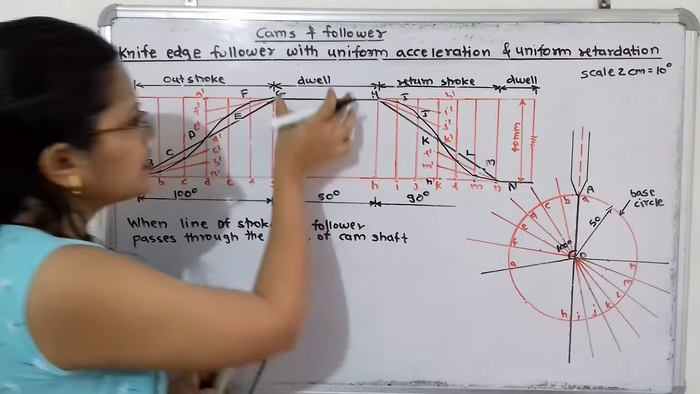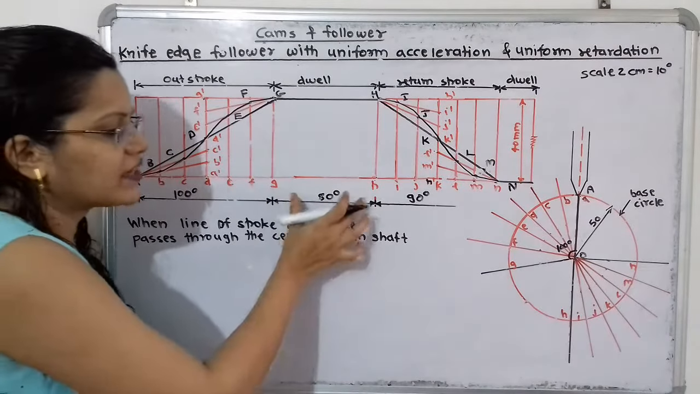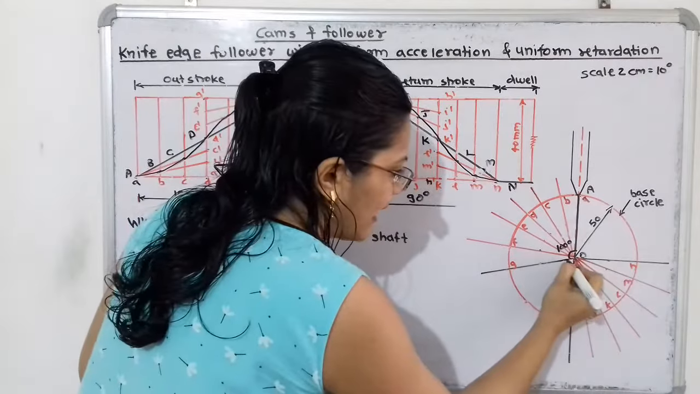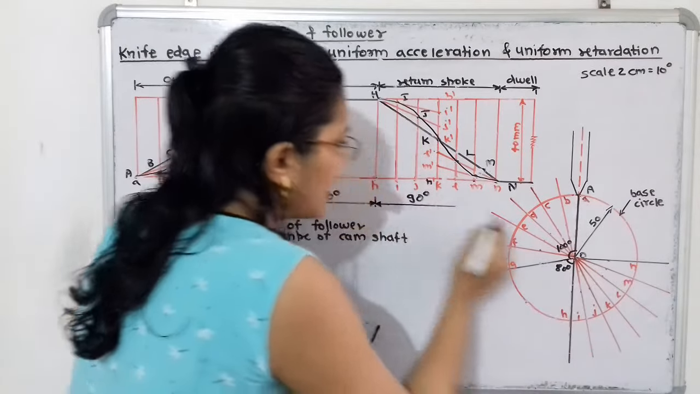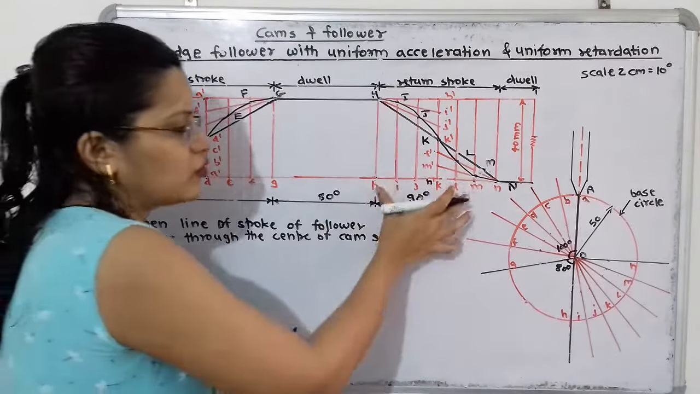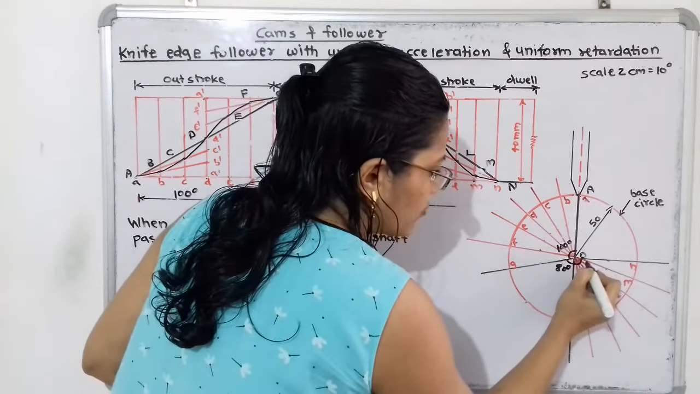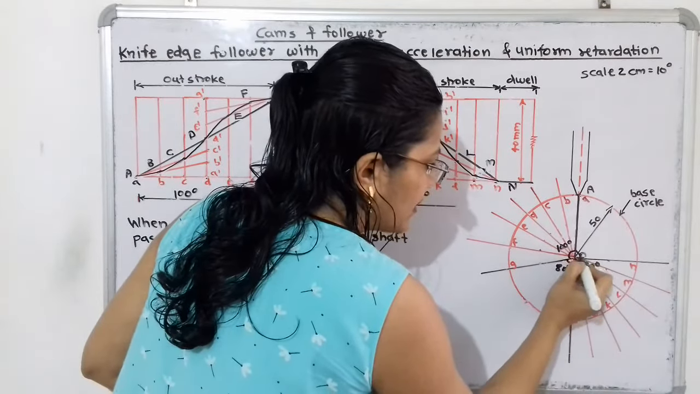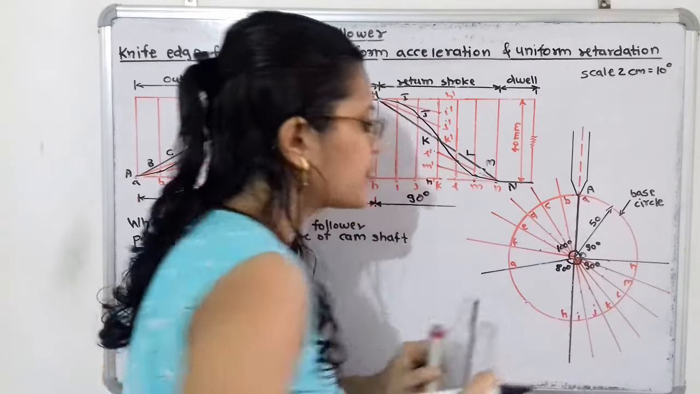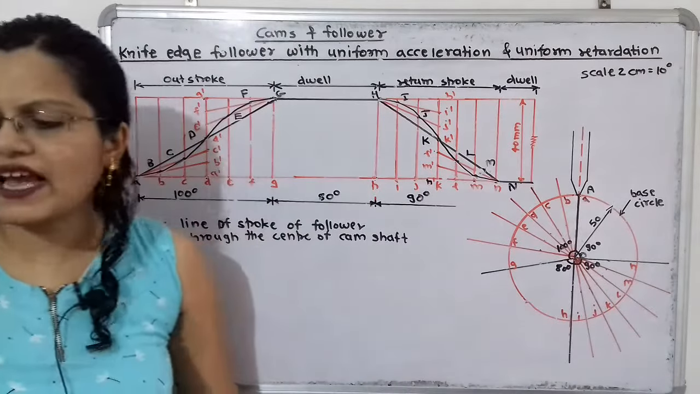Then next angle is for the period of dwell, and that is equal to 80 degrees. So here this angle is 80 degrees. Next is for the period of return stroke, that is 90 degrees. So we have to take here the 90 degree angle, and remaining also the angle is 90 degrees. So in this way we have to select the angles.